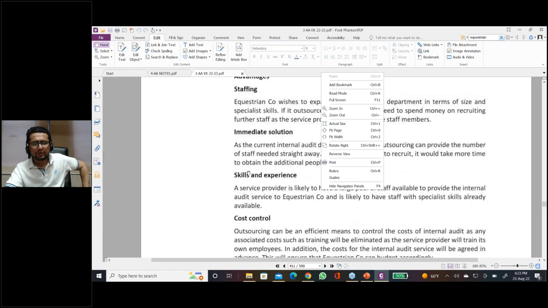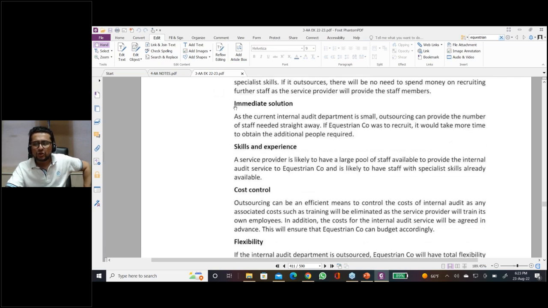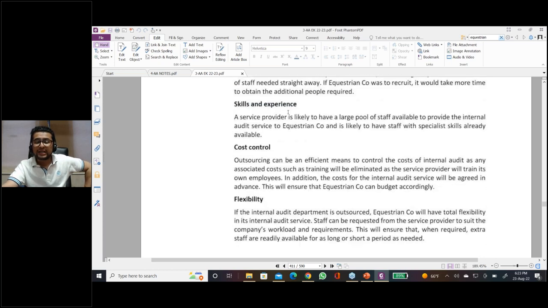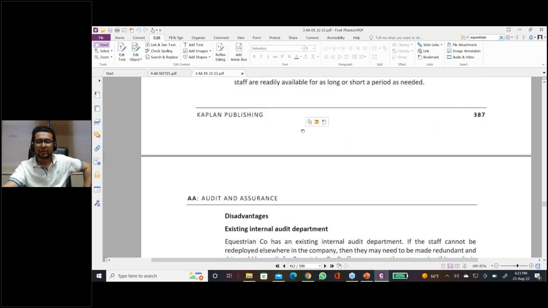Check it out. Advantage number one, you will avoid the issue of staffing. You don't have to hire permanent employees. You don't need to develop and design the internal audit department. It's an immediate solution. Outsource it. Done. The third party would have a huge range of skills and experience. You might be able to control the cost as well.